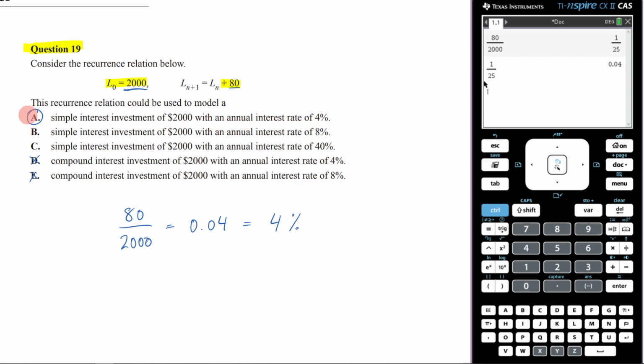And remember, we're adding 80 each time. It's simple interest. You're always just earning 4% of that original. This isn't compounding because remember, with compounding, you're always taking the interest of that previous amount.